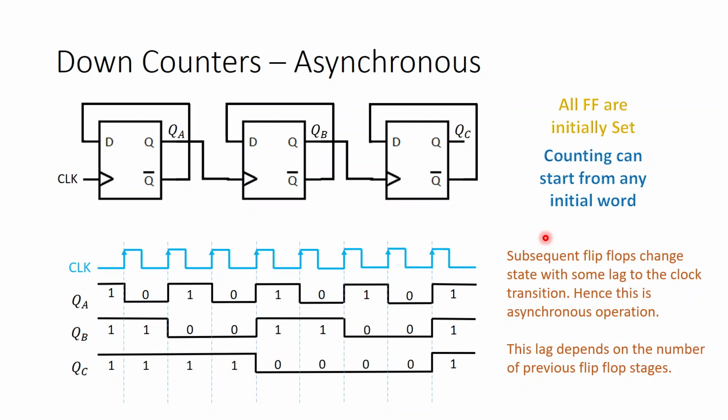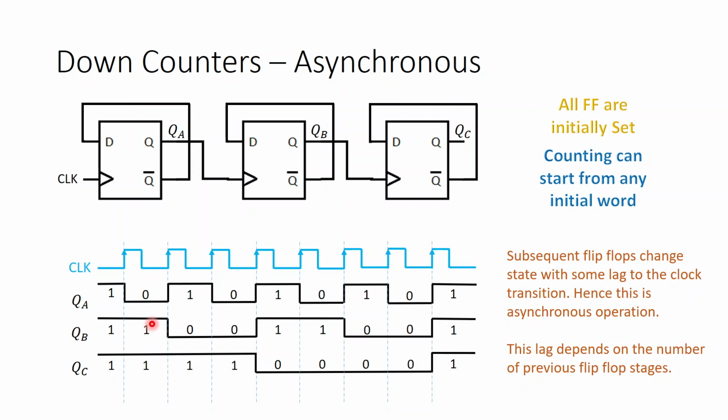Then the down counter. In the down counter, the connection is the same, except that the clocks of the subsequent flip-flops are connected with the Q signal, not the Q bar, with the Q signal itself. That means suppose we start from 1 1 1, all are initially set. Then QA is changing from 1 to 0, because Q bar is 0, so it is changing from 1 to 0.